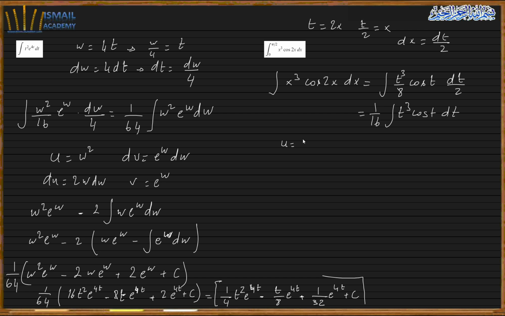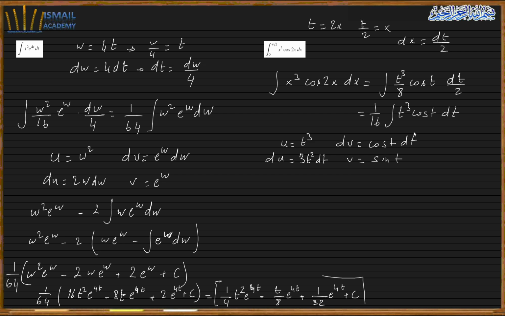So my u will be t cubed, and my dv will be cosine of t dt. So here my du will be 3t squared dt, and v will be sine of t. As you see here, when I simplify my expression, it's become very clear and easy to integrate.